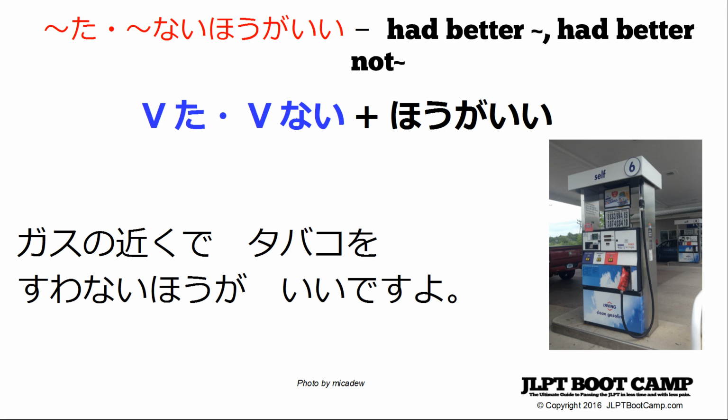Gasu no chikaku de tobacco o suwanai hougaii desu yo. So, gasu is gas, the propane gas, and chikaku is near, de is a particle marking where an action takes place. Tobacco is cigarettes, o is the object marking particle. Suwanai is the negative form of suu, which is to suck or to smoke a cigarette. Hougaii again is had better. Desu yo is just making it more polite. So of course it's not a good idea to smoke around gas.